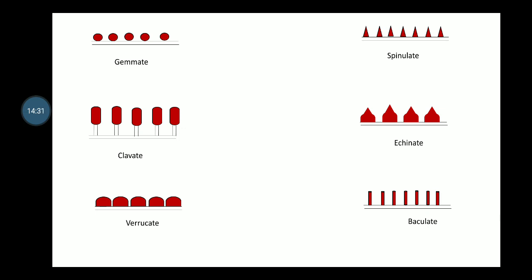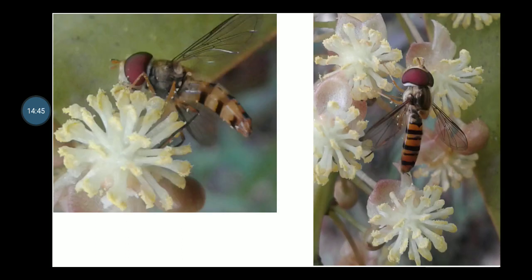Here the height of the element is greater than its diameter, and the elements are cylindrical. In the side view these ornamentations are like that, but in the top view the ornamentations are projected, and that's all for today.